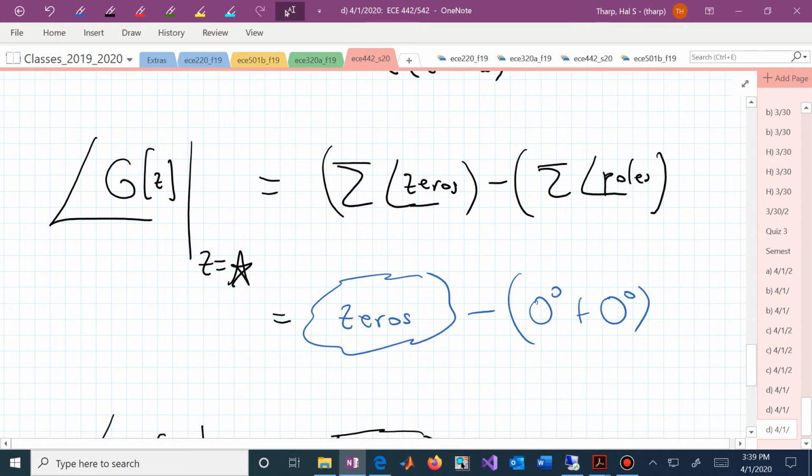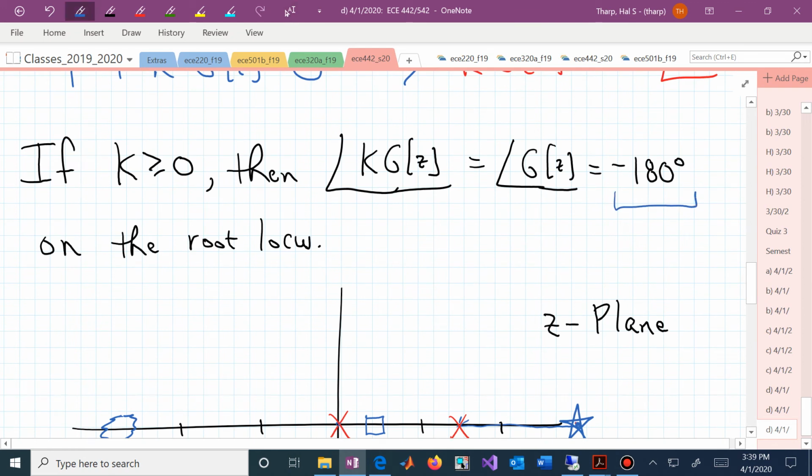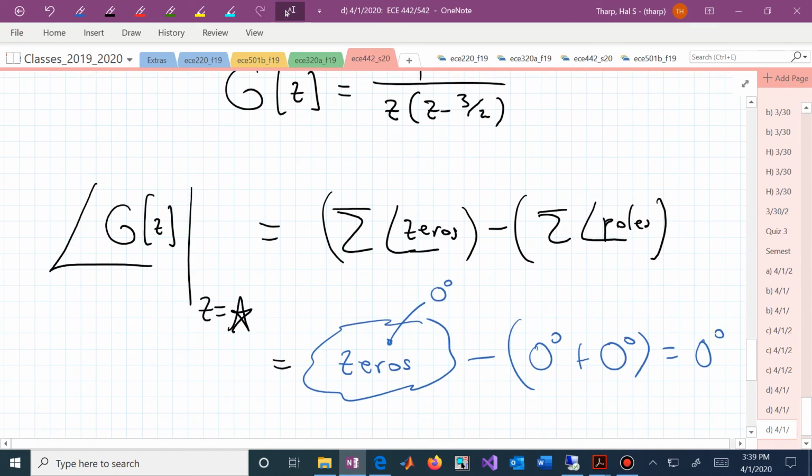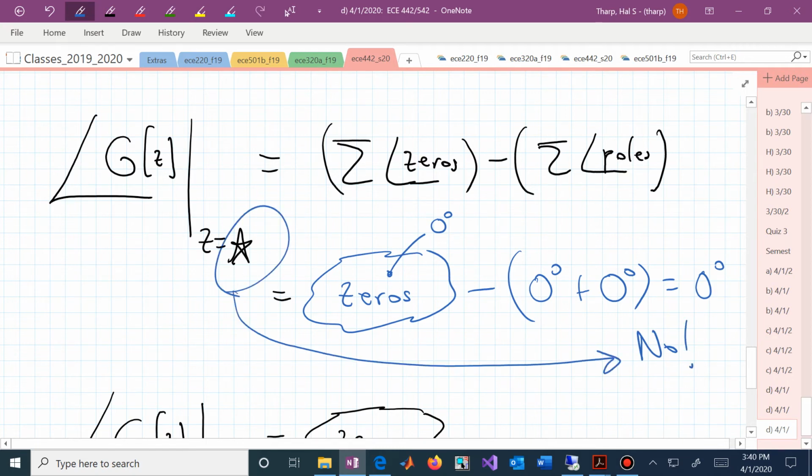So what are these angles? These angles, now we could say this is 0 degrees, but it's nothing. Minus 0 plus 0, this is 0 degrees. In order for star to be on the root locus, remember, we needed the angle to be minus 180. And we've just computed that the angle at star is 0, so this star is not on the root locus.